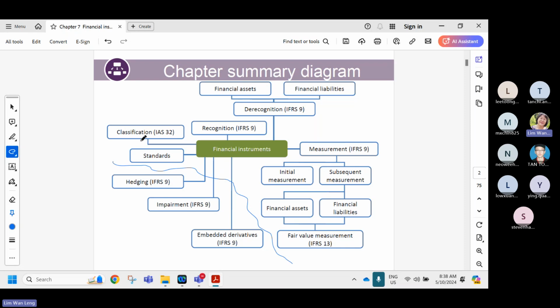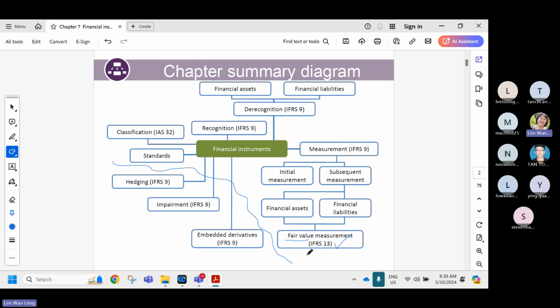So which means that we will be looking at IAS 32 with respect to the classification, recognition, derecognition, measurement. When we talk about measurement with respect to financial instruments, later we will know that IFRS 13 plays a very important role, because the financial instruments are either measured at amortized cost or at fair value. So you may have fair value through profit or loss, fair value through OCI. But when we talk about fair value, we will talk about it with respect to IFRS 13.